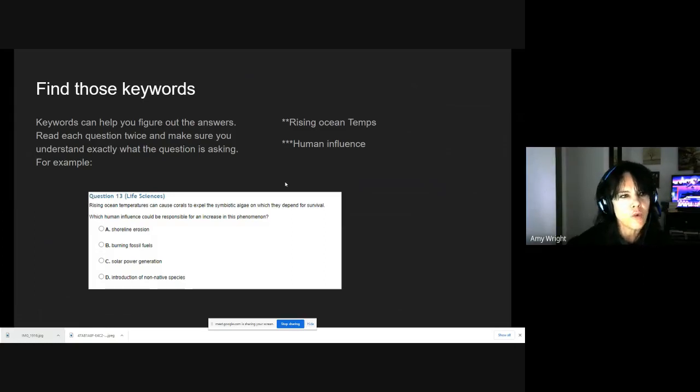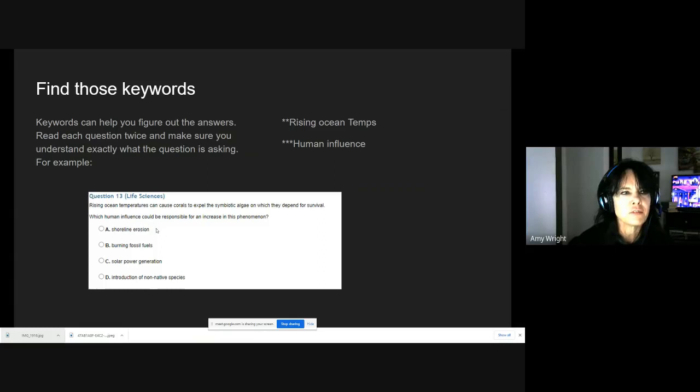But let's try this. Rising ocean temperatures can cause corals to expel the symbiotic algae on which they depend for survival. Which human influence could be responsible for an increase in this phenomenon? So first of all, expelling the symbiotic algae means that corals, symbiotic means that they use that to survive, right? The algae uses the corals to survive and the corals use the algae. That's what symbiotic means. If the corals are expelling that, that means that they're putting their lives in danger, and also the algae aren't able to survive without the corals. This is a really bad thing, right?